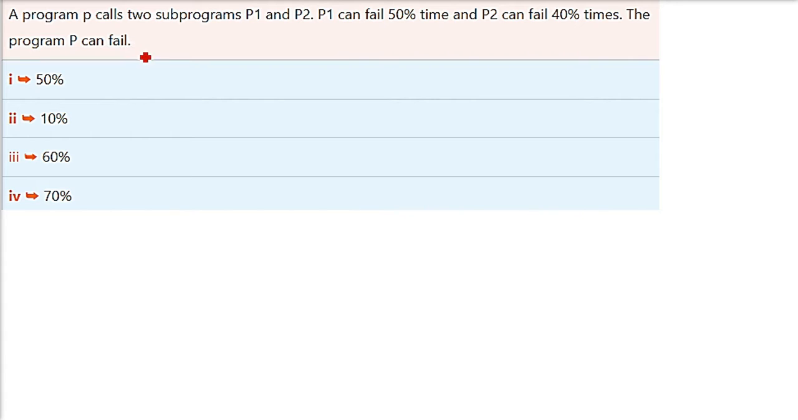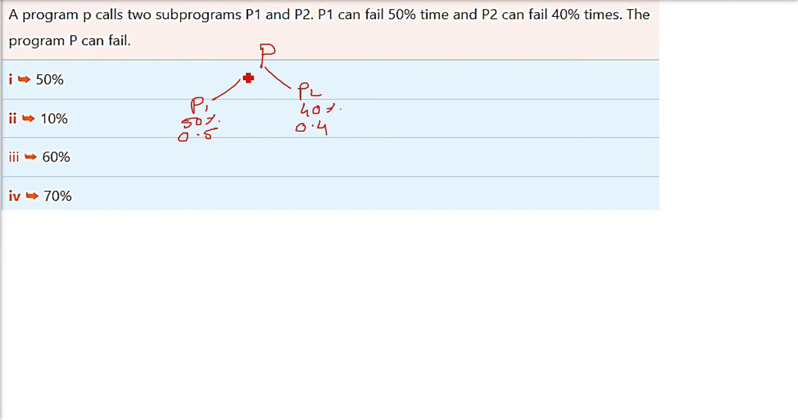A program P calls two subprograms P1 and P2. P1 can fail 50% of the time and P2 can fail 40% of the time. The program P can fail. So this is a set theory example actually. So here we have a program P calling subprograms P1 and P2. The probability of P1 failing is 50%, so this is 0.5, 50 by 100 is 0.5. P2 fails 40% of the time, so it's 40 by 100, that is 0.4.